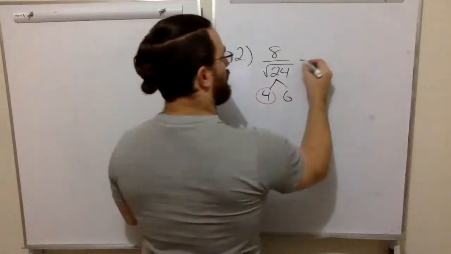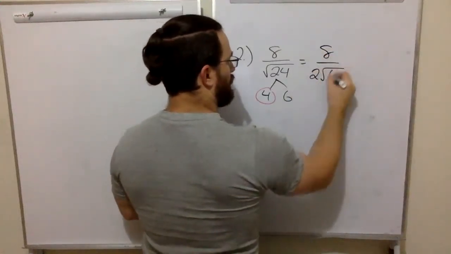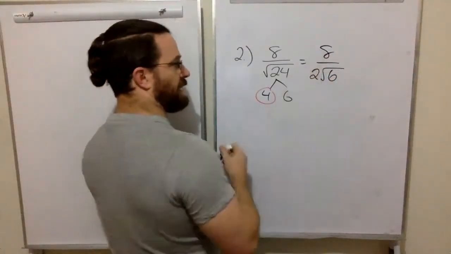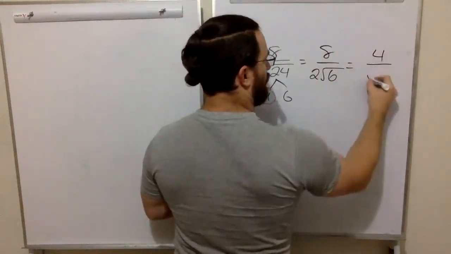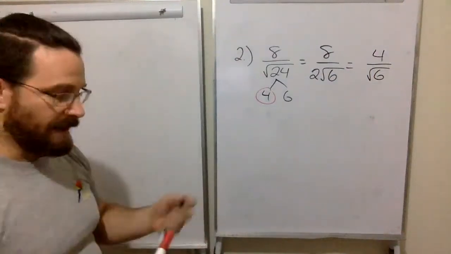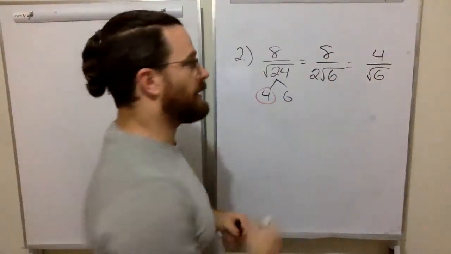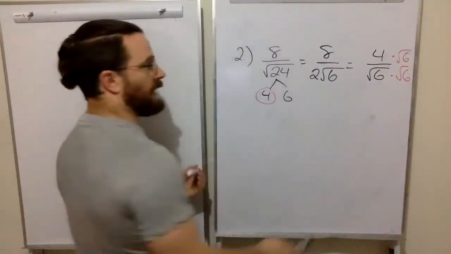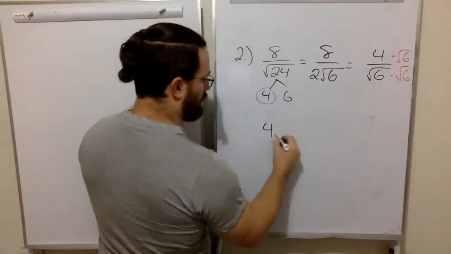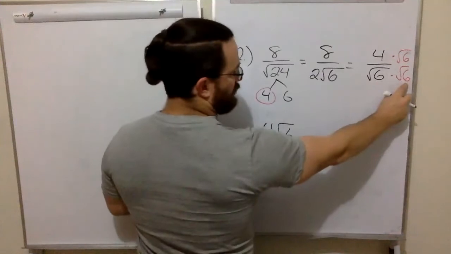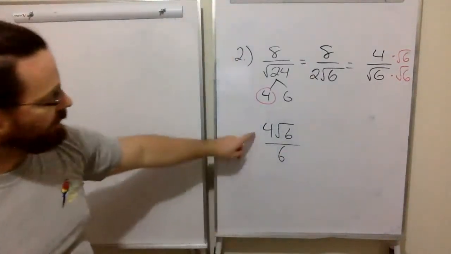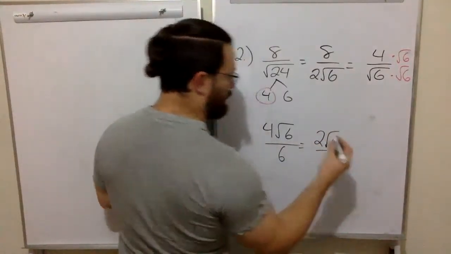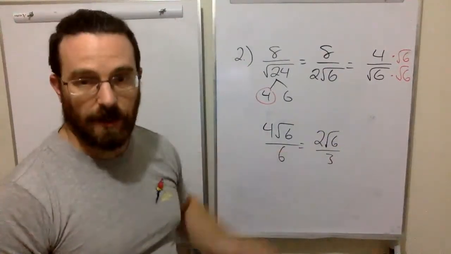So you're going to end up with 8 over 2 radical 6. After that, if you want, you could reduce the 8 and the 2 right now. That's fine. That's going to give you 4 over radical 6. And then for my next step, since I still have a radical in my denominator, I got to multiply top and bottom by radical 6. So on the top, I'll get 4 radical 6. On the bottom, radical 6 times radical 6 is just 6. And now the 4 and the 6 could reduce again. So this is going to give me 2 radical 6 over 3. So that should be your final answer right there.